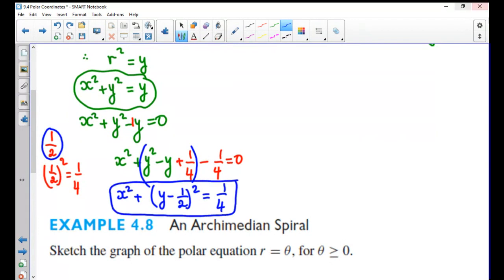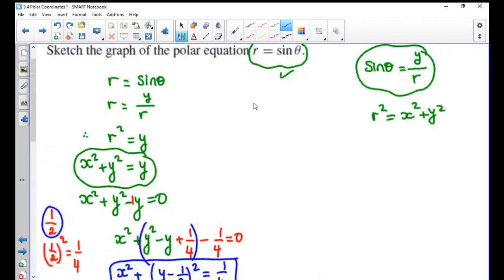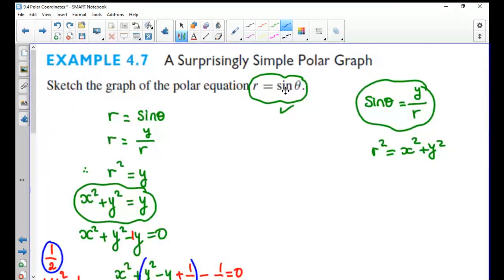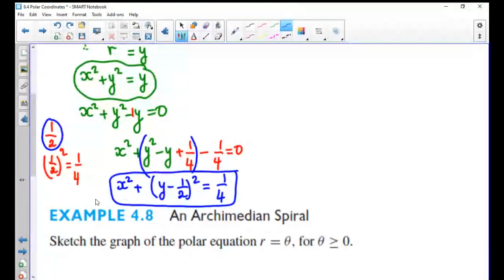So our polar equation, I changed it into this equation. Now, can you see what this equation is? It's a circle. Where is the center of this circle? 0, half. What is its radius? Square root of 1 over 4, which is also half. So basically now I can graph this.